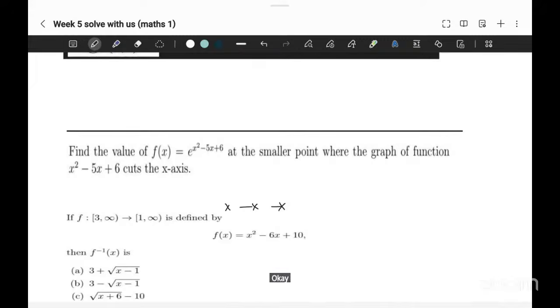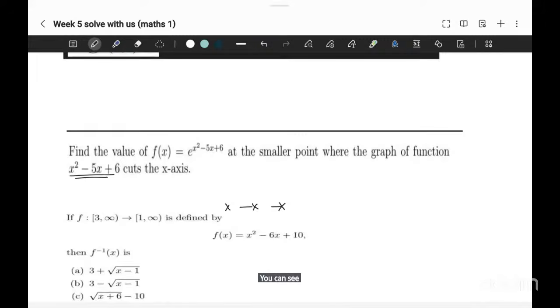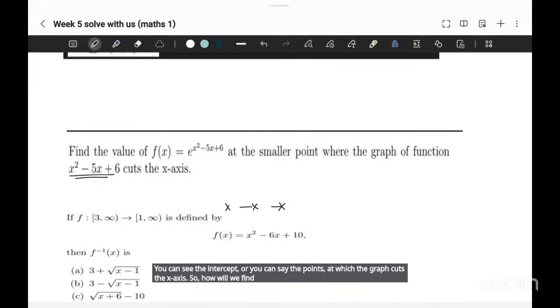Okay, so let's solve this question. We have to find the value of f of x, which is e raised to x square minus 5x plus 6, at the smaller point where the graph of the function cuts the x-axis. That means we need to find the intercepts, or the points at which the graph cuts the x-axis. So how will we find them? We will find them by factorizing, right? So we have the quadratic x square minus 5x plus 6 equals 0.